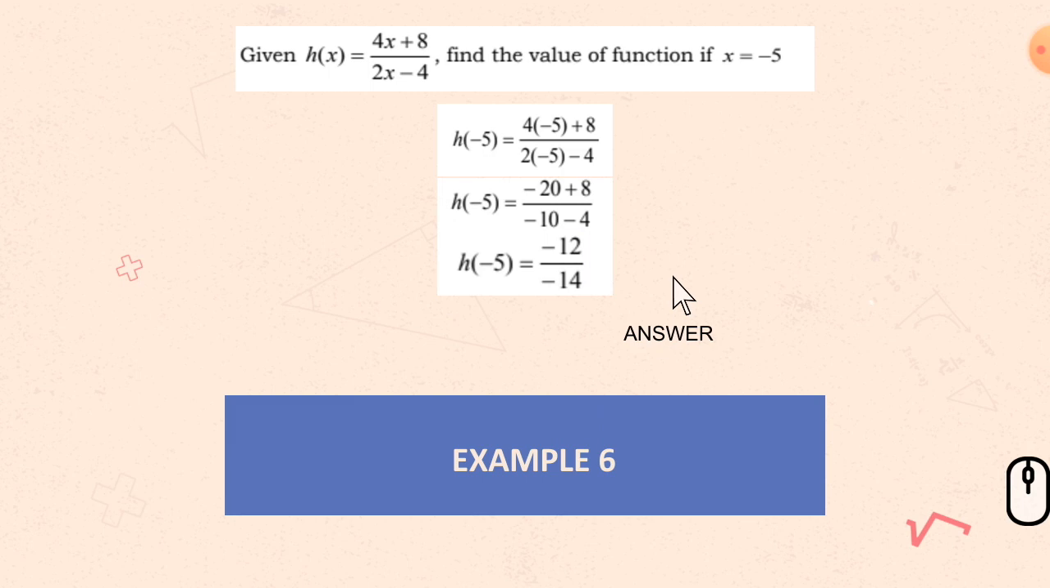Then simplify, add the numerator and subtract in the denominator. So negative 20 plus 8 is negative 12. Negative 10 minus 4 is negative 14. Therefore, the final answer is h of negative 5 is equal to 6 over 7. So, nireduce natin sa lowest term si negative 12 over negative 14. So, yan yung answer.